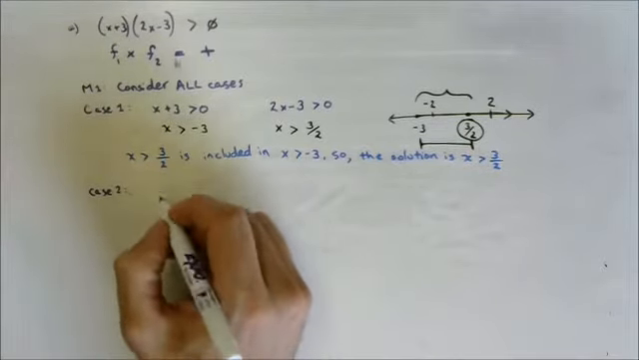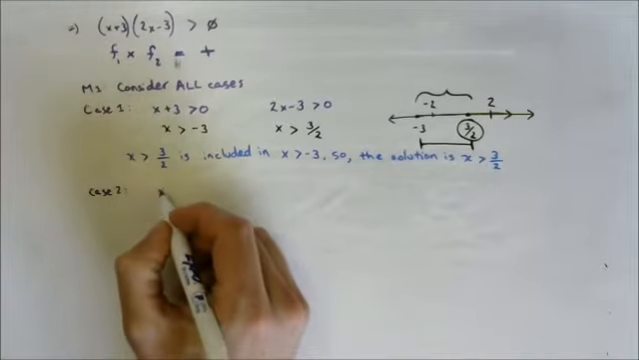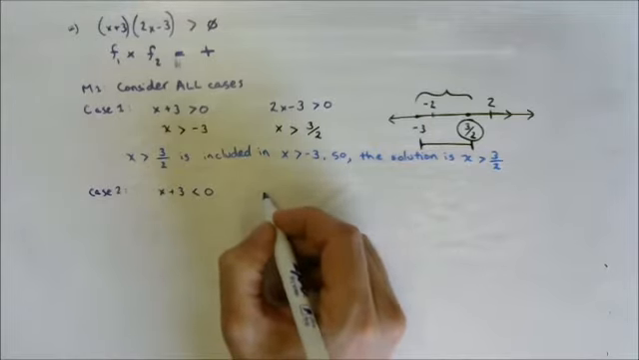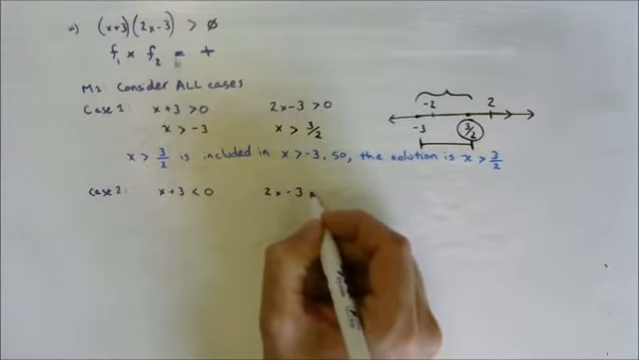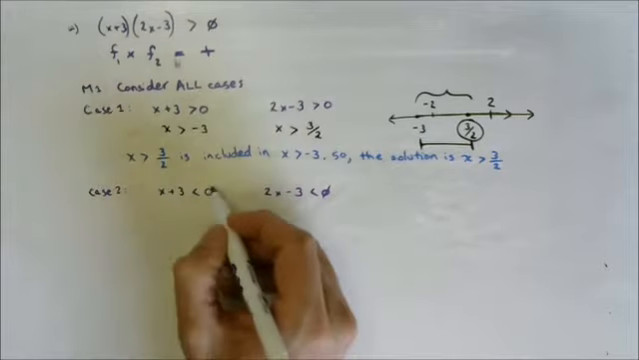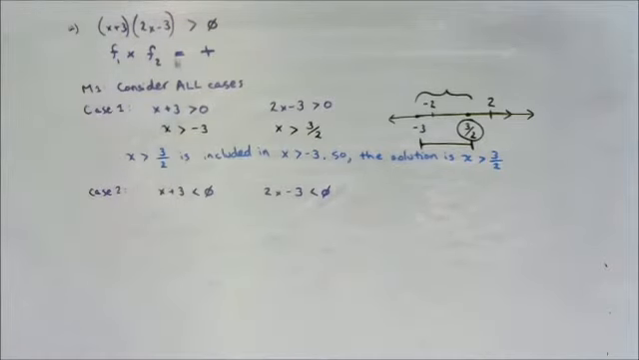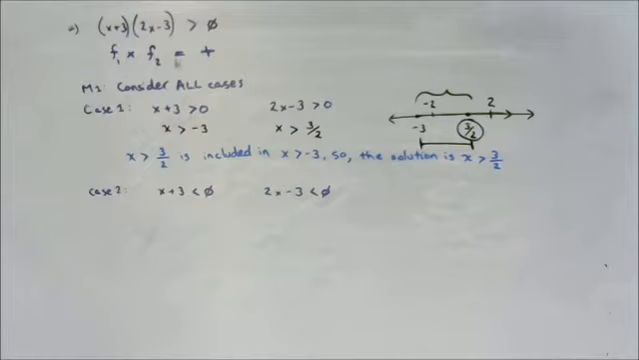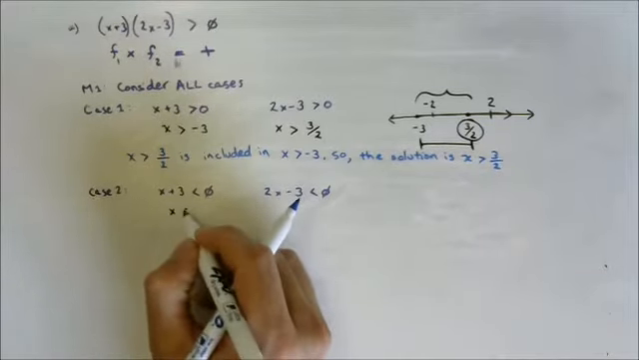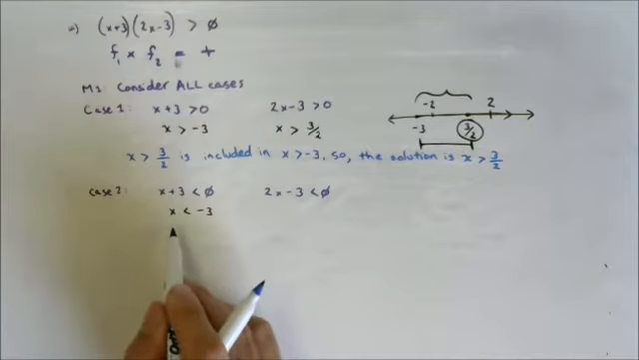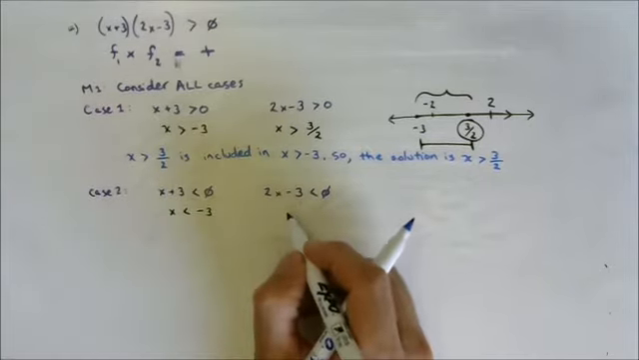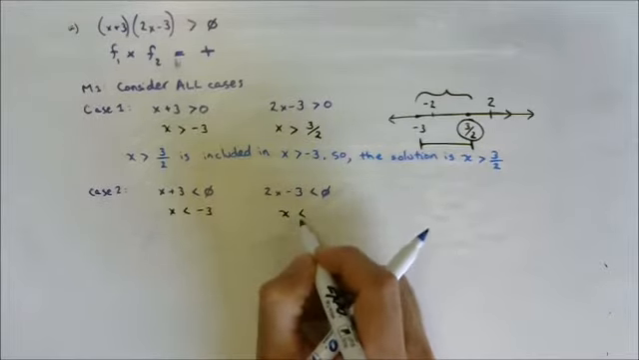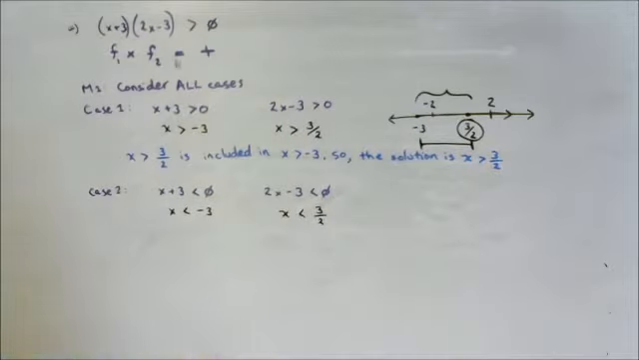Case 2. In case 2, we need 2 negative factors. So x + 3 is less than 0, and 2x - 3 is less than 0. Now, when you get good at this, you start to notice that a lot of the work for case 2 is already done. You basically just need to flip the sign. So here we subtract 3 from both sides. So we have a solution x less than -3, and here we're going to add 3 to both sides, then divide by 2. We end up with x is less than 3/2.